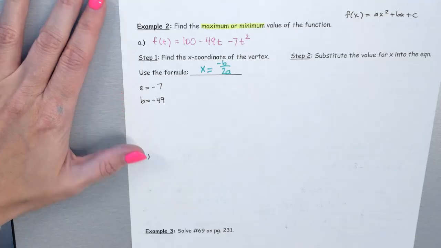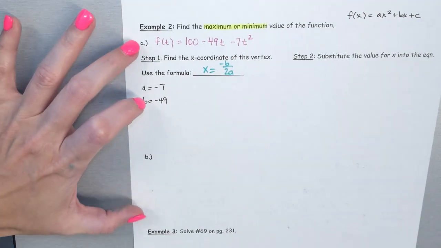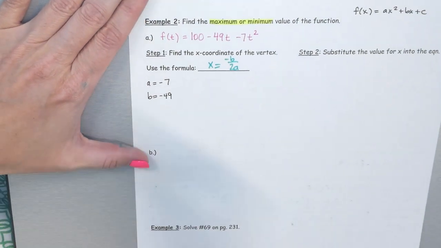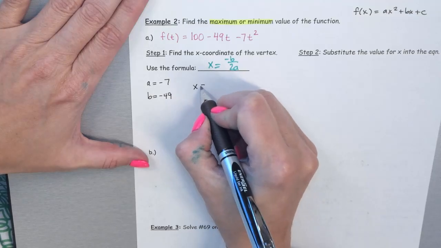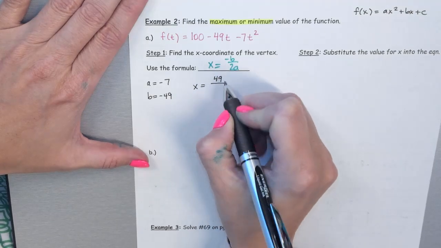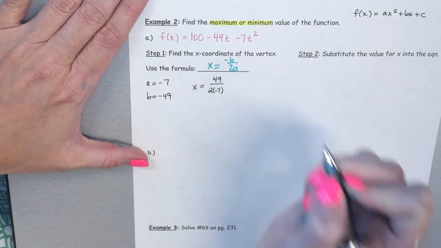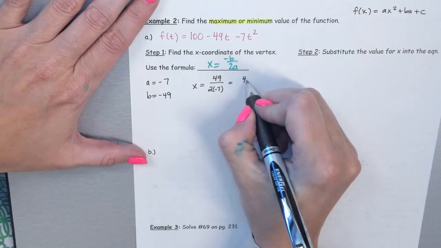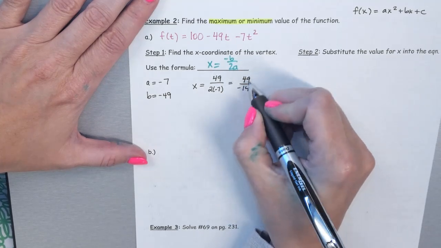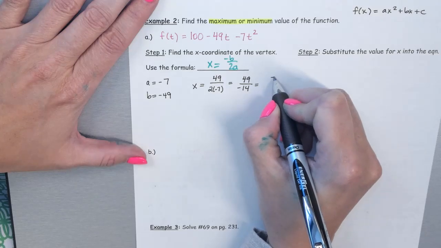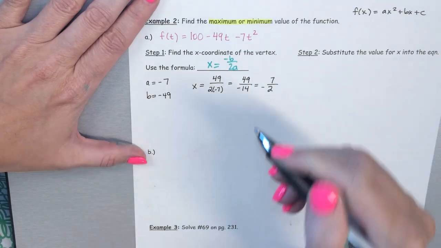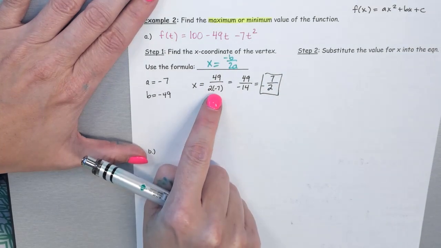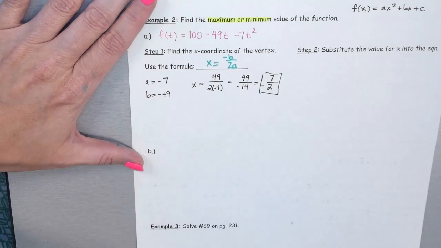Okay, and we're going to do this example without the calculator, and then we're going to do example 3 with the calculator. So when we do the opposite of b, it becomes +49 over 2 times -7. And if you want to reduce from here, you can. If you have 49 over -14, we know 7 goes into both, so it'll be -7 over 2. But if you recognize that 49 divided by -7 is -7, you can just jump to that step, and that's fine.